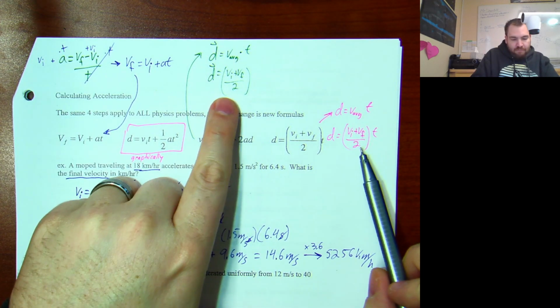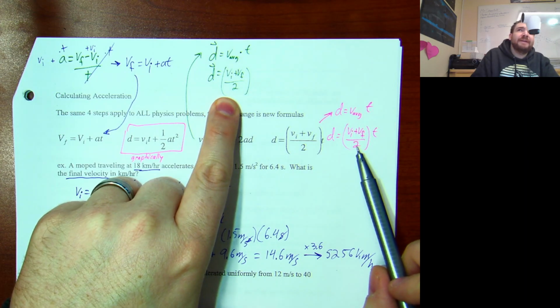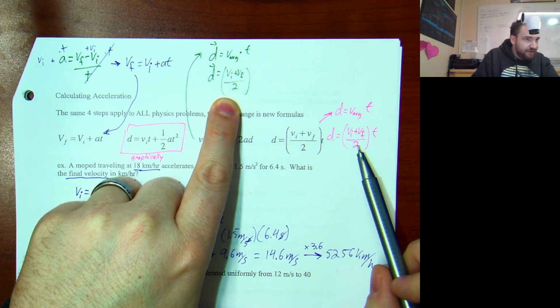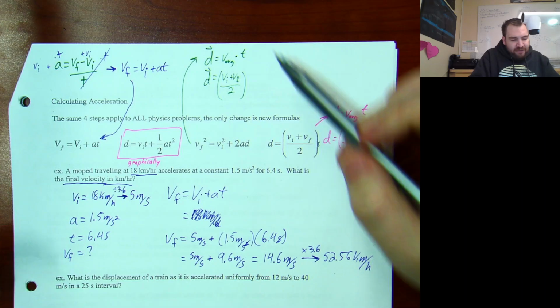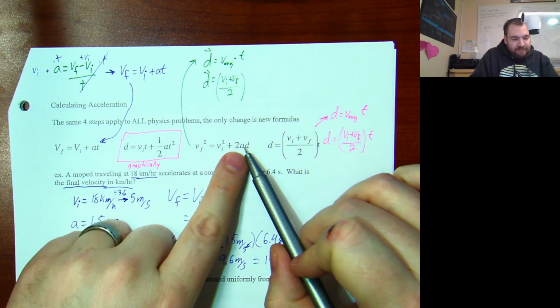That came from here. Do I need to make a note of where that came from? I don't have to draw an arrow or anything? Okay, cool.